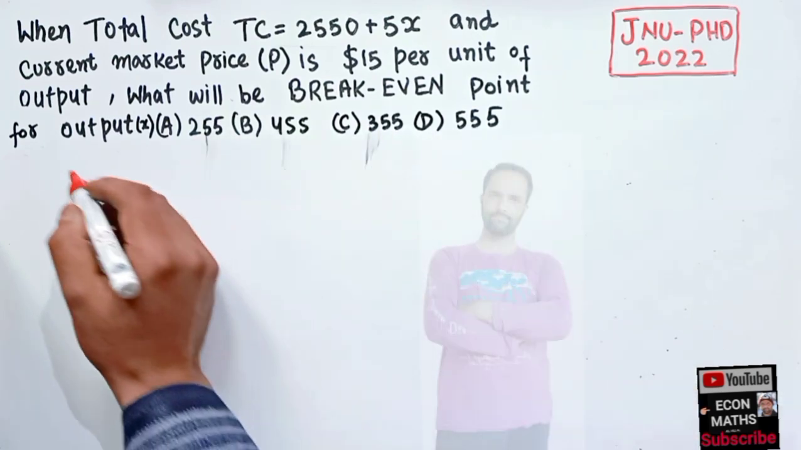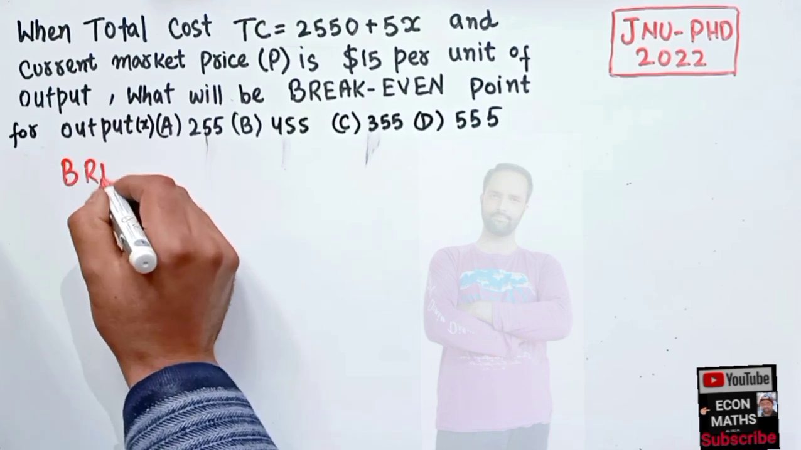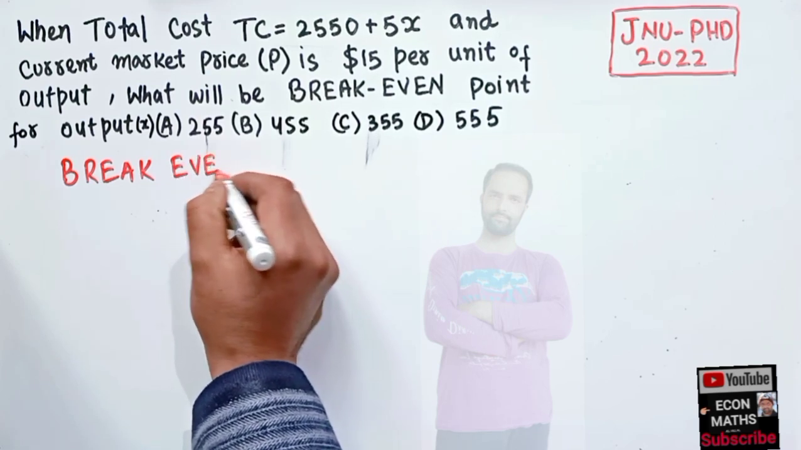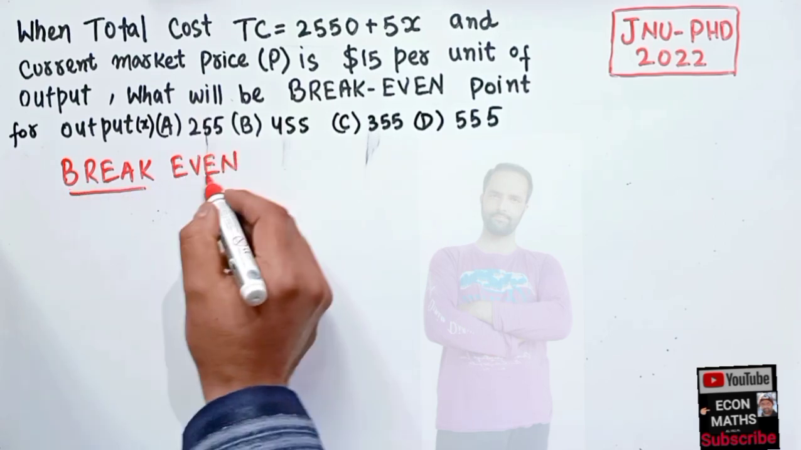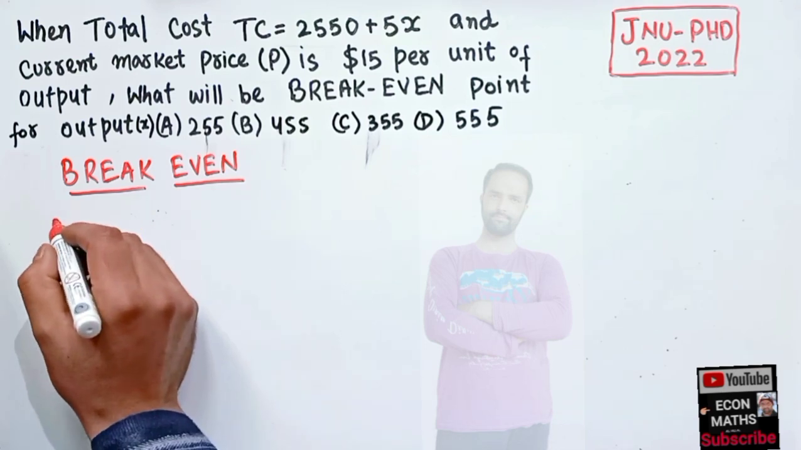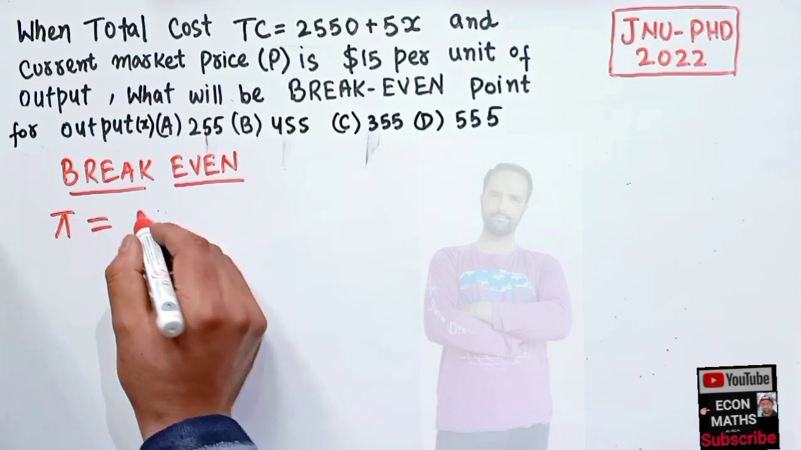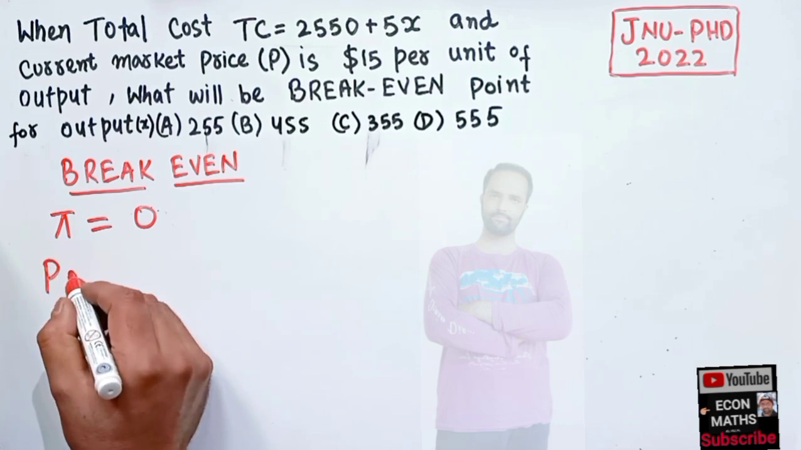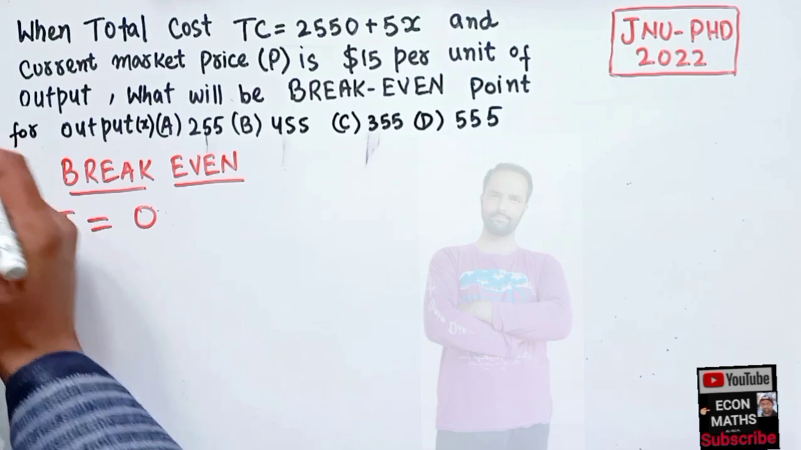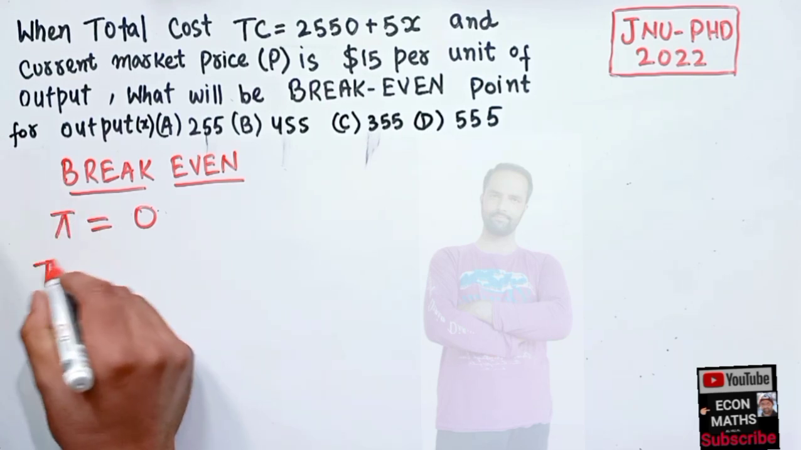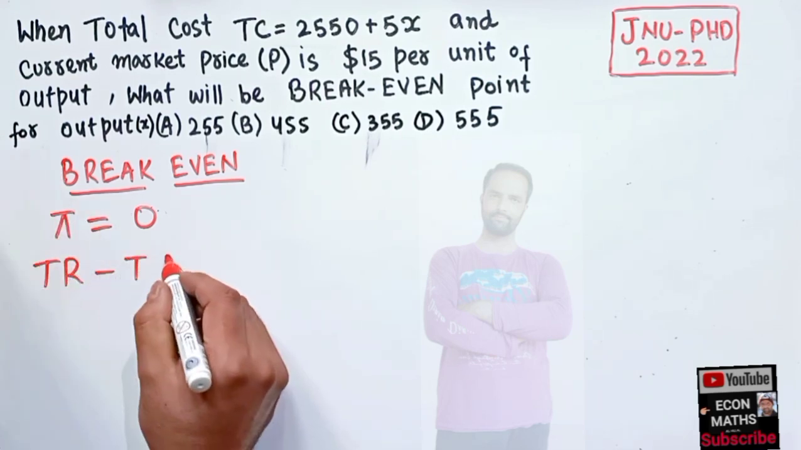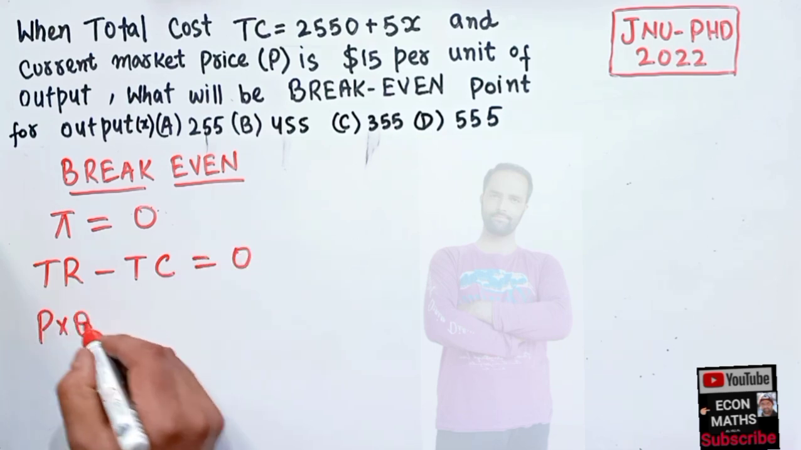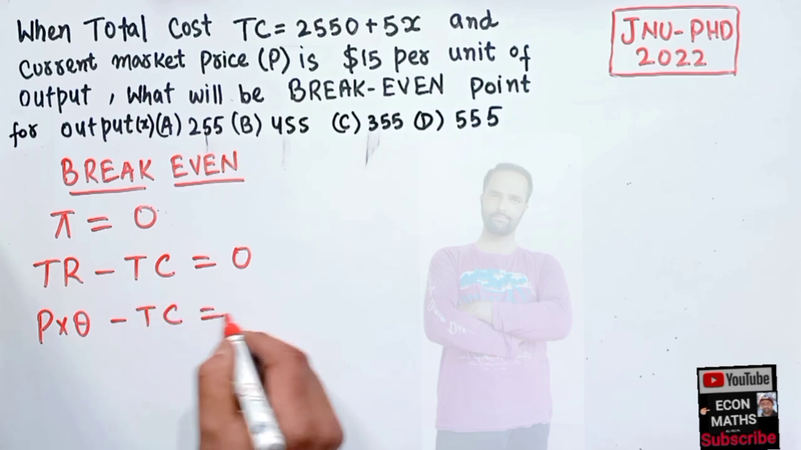Okay, so by the break-even point of output, we mean where our economic profit is equal to 0. And what is profit? Profit is simply total revenue minus total cost. Let me write it here. When total revenue minus total cost is equal to 0, and total revenue is price times output, minus total cost should be equal to 0.